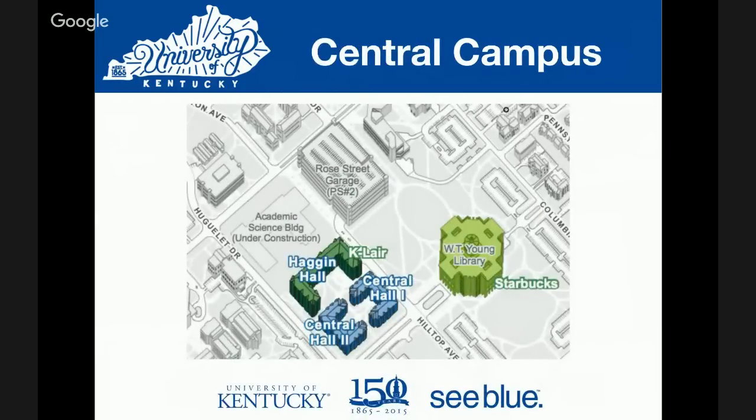Next, Central Campus. Those are Hagen Hall, Central 2, and it says on the map there's Central 1, but it's actually Lyman T. Johnson Hall. That's a nice little area if you're looking to be, again, a short walk to class. They're actually building a brand new academic science building right next to Hagen there, so that's nice. And you'll be close to William T. Young Library and the Starbucks in it.